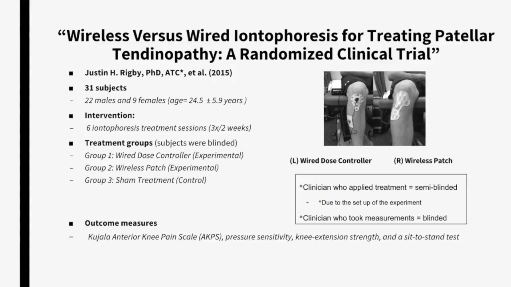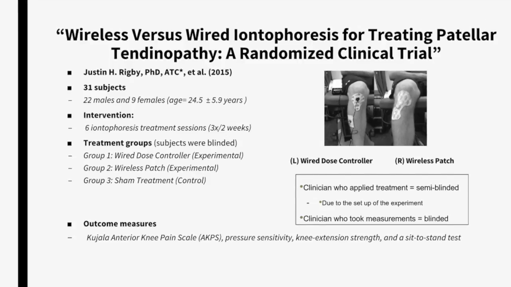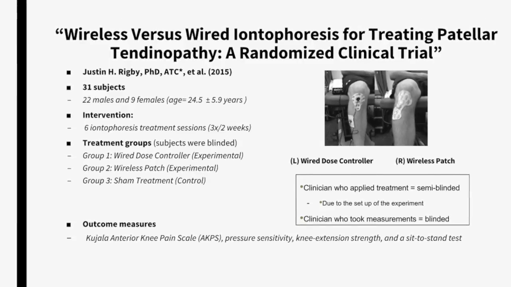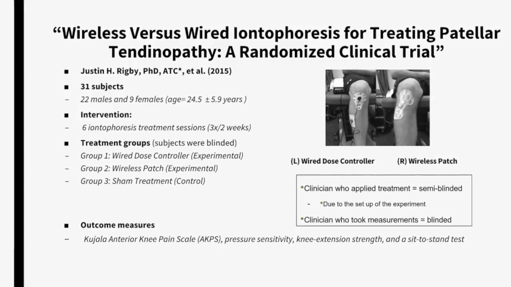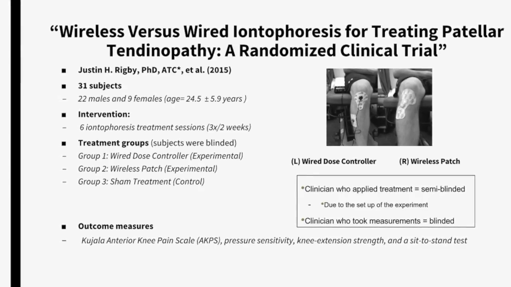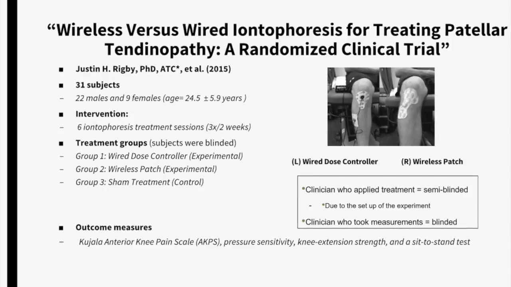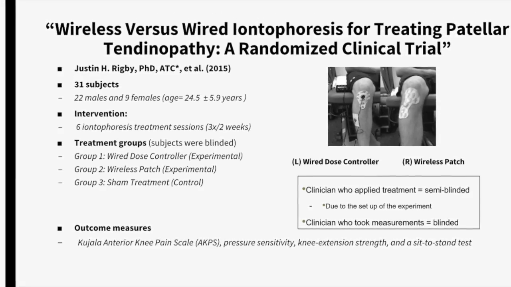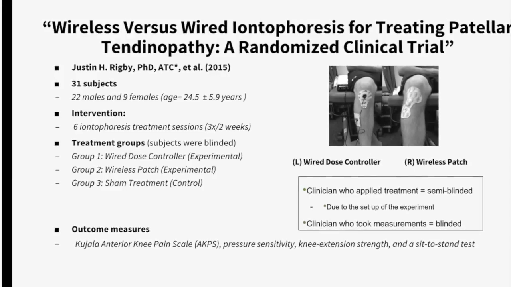As I was trying to research the use of iontophoresis for treating patellar tendinopathy, I did not have many results except for this one study that compared wireless versus wired iontophoresis for treating patellar tendinopathy. It was a randomized controlled trial by Justin Rigby and colleagues. It involved 31 subjects, 22 males and 9 females, age 24.5 plus or minus 5.9 years.